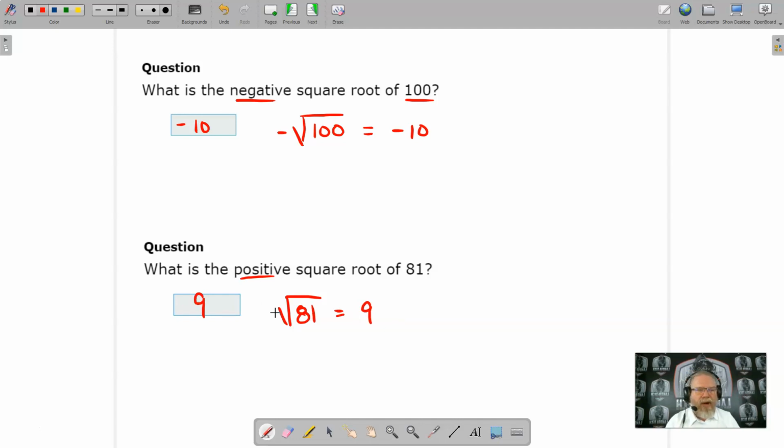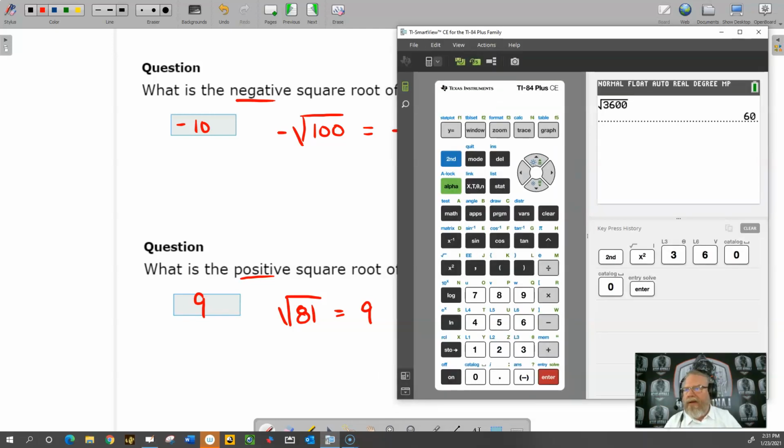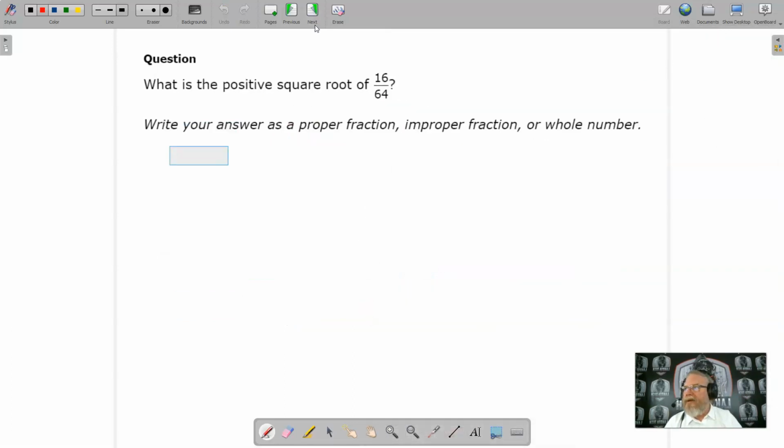And just for practice's sake, let's go ahead and look at the calculator again. How do we get the square root? Hit that second key and hit the x squared button, which has the square root above it. That puts in our square root sign, and let's do 81 and hit enter, and indeed you can see that our answer is 9. All right, moving along to the next one.